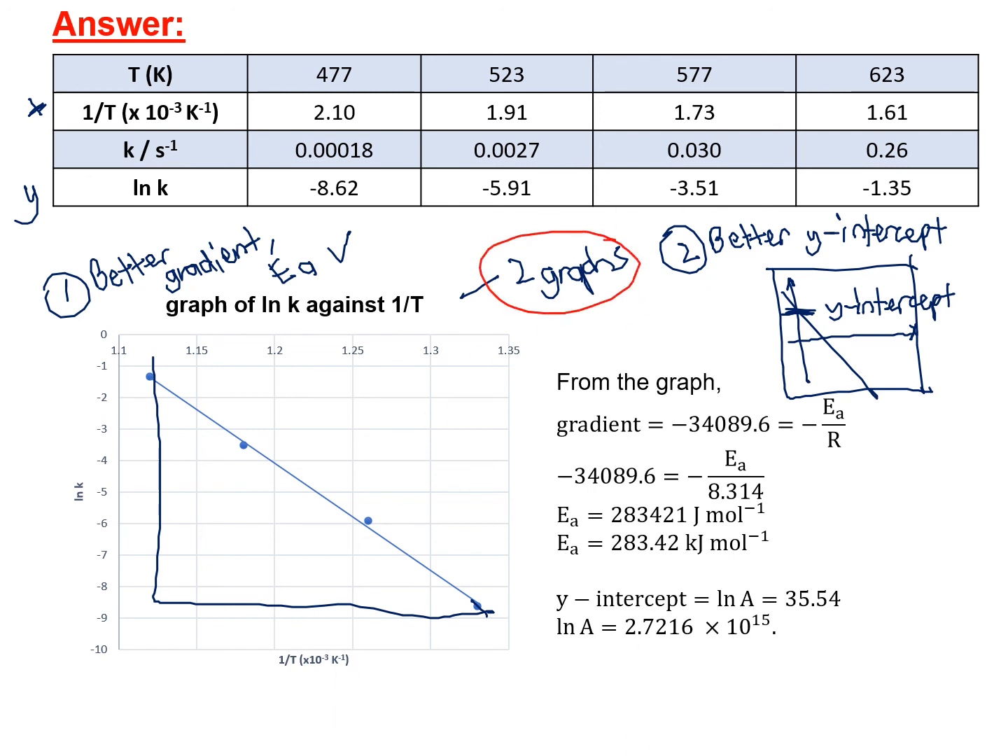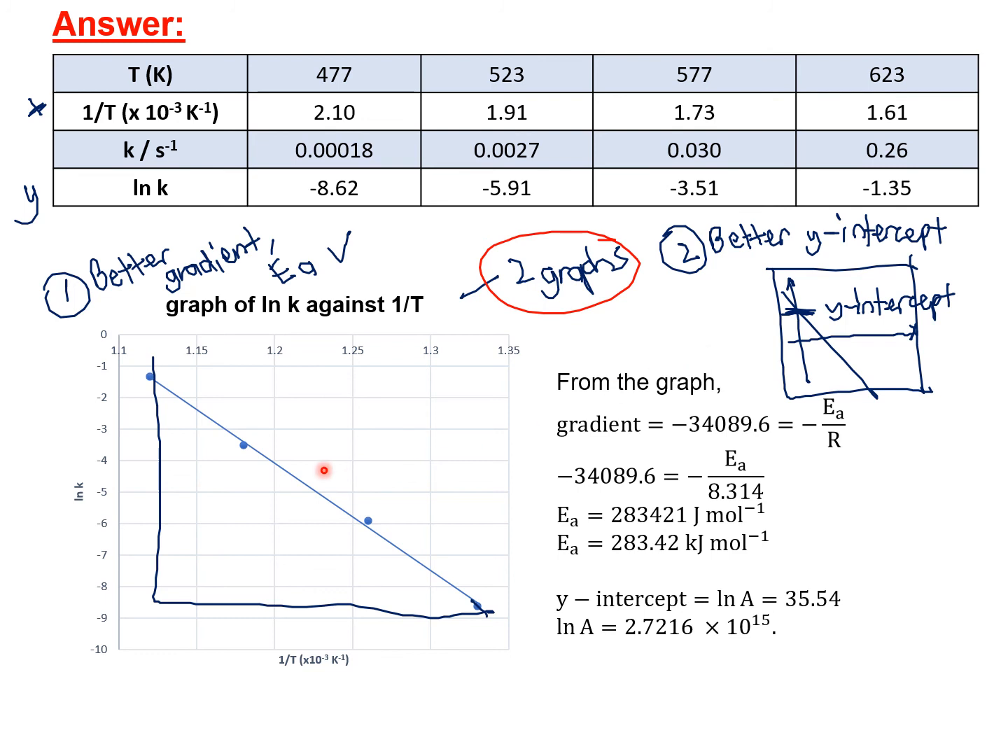Okay, so you need 2 graphs. Bila soalan tanya dua-dua, soalan nak dua-dua. Kalau soalan nak salah satu, you tengoklah. Kalau soalan nak activation energy je, you buat je lah satu graph yang di mana you akan dapat better gradient. Kalau soalan suruh you cari y-intercept, you buatlah graph di mana you kecilkan you punya x-axis scale you supaya you dapat better y-intercept.